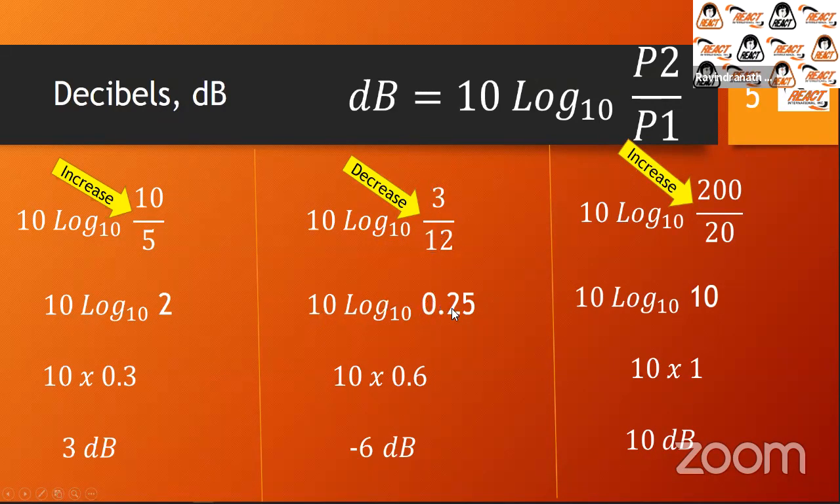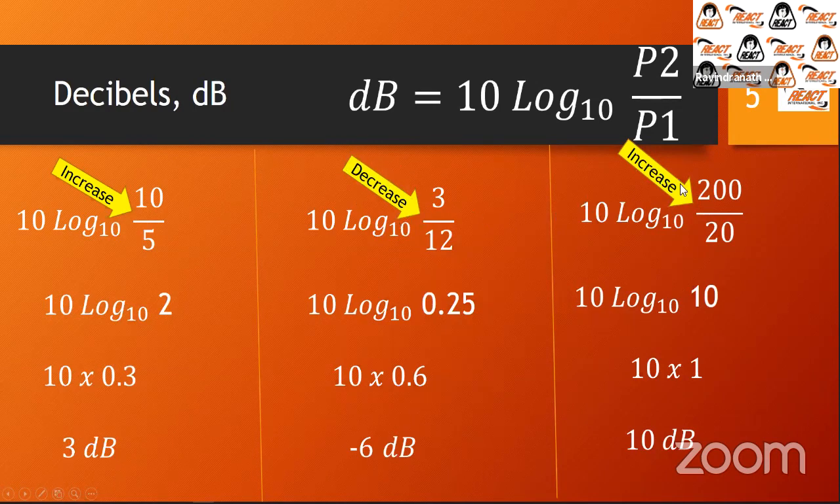We come down to this next equation. We simply divided 3 by 12. That's 0.25. So we end up with 10 multiplied by the log of 0.25. What is the log of 0.25? We use our calculator and find out that the log of 0.25 is approximately minus 0.6. So we end up with 10 multiplied by 0.6, which is 6. But why is it negative? Because we had a power decrease.